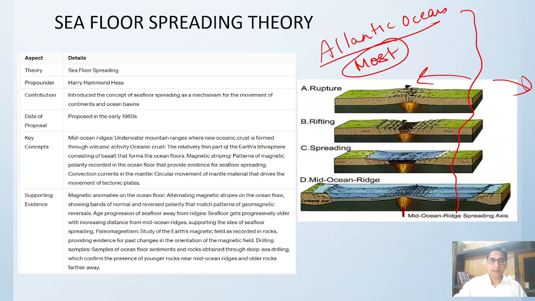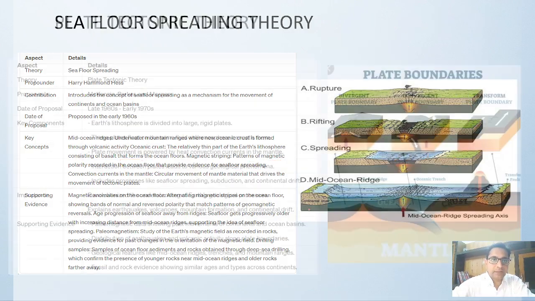Okay, if we go by findings, the pattern of magnetic polarity recorded in the ocean floor provides evidence for sea floor spreading. That means the magnetic polarity, if you find it over here, is also giving the reason that yes, sea floor spreading is happening. So these are some of the supporting events. This is what the sea floor spreading theory is all about.